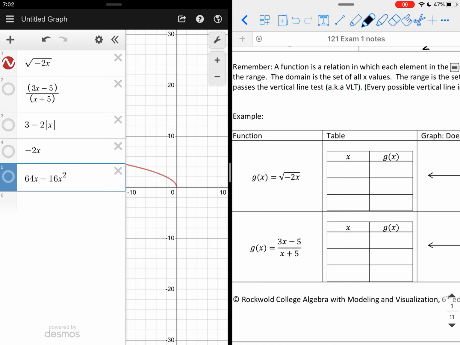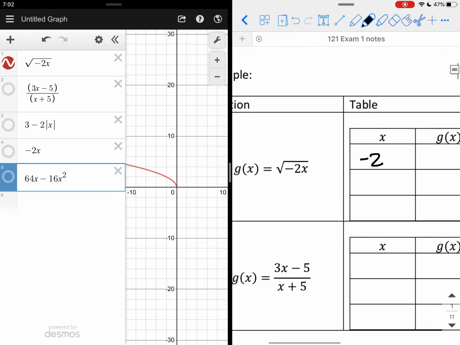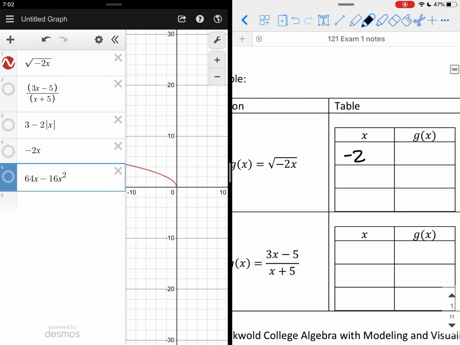And I'm going to pick some values here. So negative 2. So this would be the square root of negative 2 times negative 2, which is the square root of 4, which is 2. And I can also pick negative 8. So the square root of negative 2 times negative 8 is the square root of 16, which is 4. And I can also do 0. So the square root of negative 2 times 0 is just the square root of 0, which is 0.